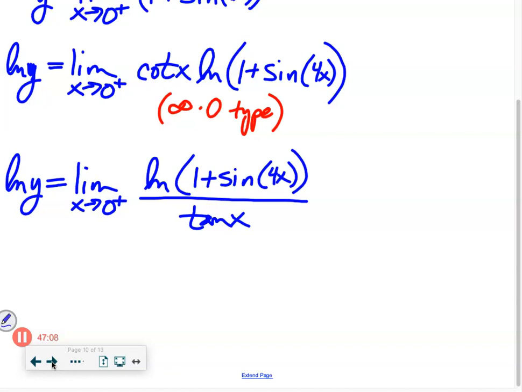In the front? No, 0. 0. You've got to learn our trig. Tangent of 0 is 0. So because we have a 0 over 0, now we can L'Hopital, but before we L'Hopital, we have to justify it.